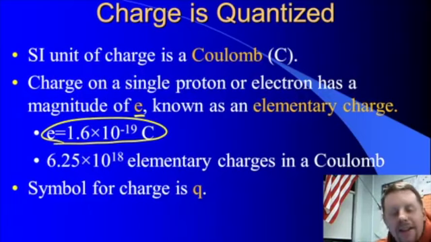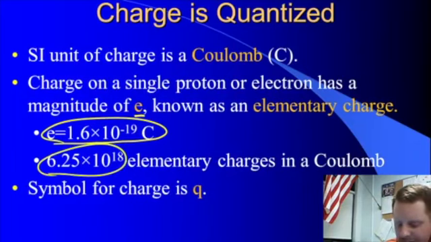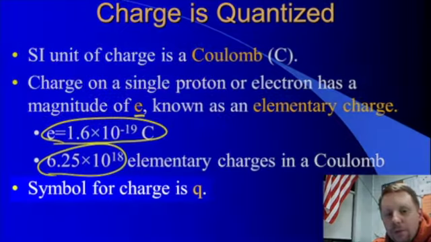You can't have half an elementary charge. You can have one elementary charge, you can have two, you can have three. You can't have 2.5. It has to come in discrete amounts of e. And to give you an idea how big a coulomb is, there are 6.25 times 10 to the 18th elementary charges in a single coulomb.